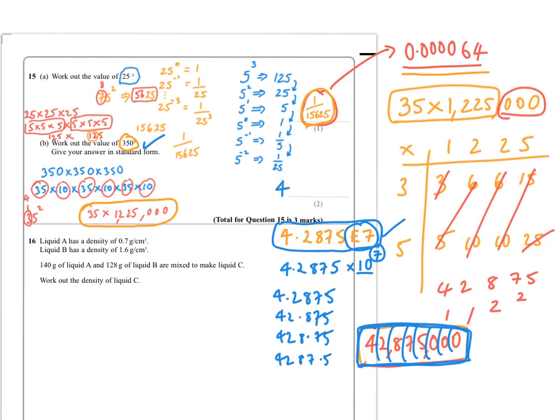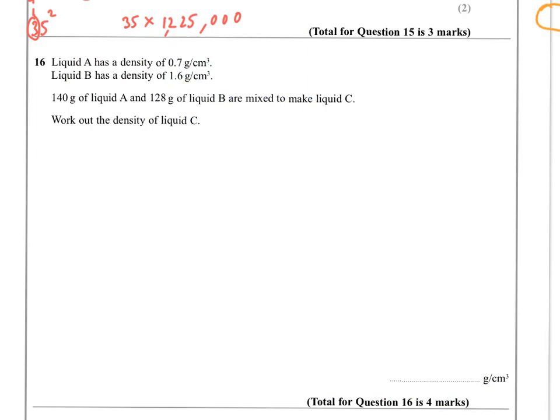So we're going with 4.2875 times 10 to the 7. Now I think this is a very difficult question. It says liquid A has a density. Now let's just write that down for starters. So we've got the density of liquid A is 0.7 grams over 1 centimetre cubed.